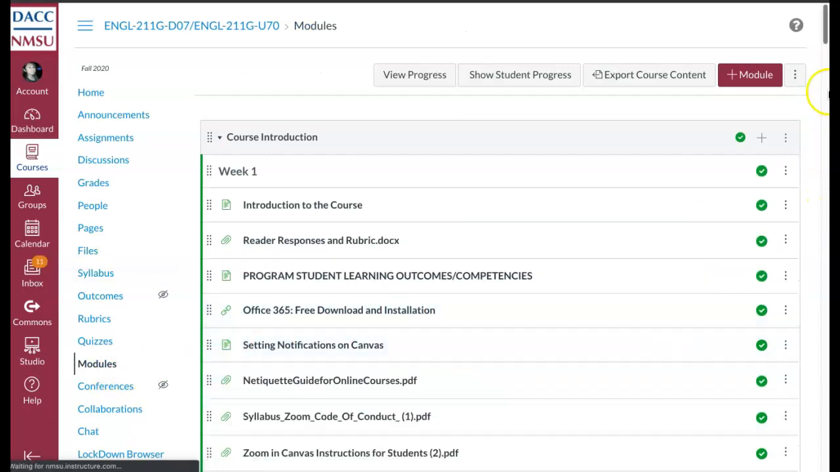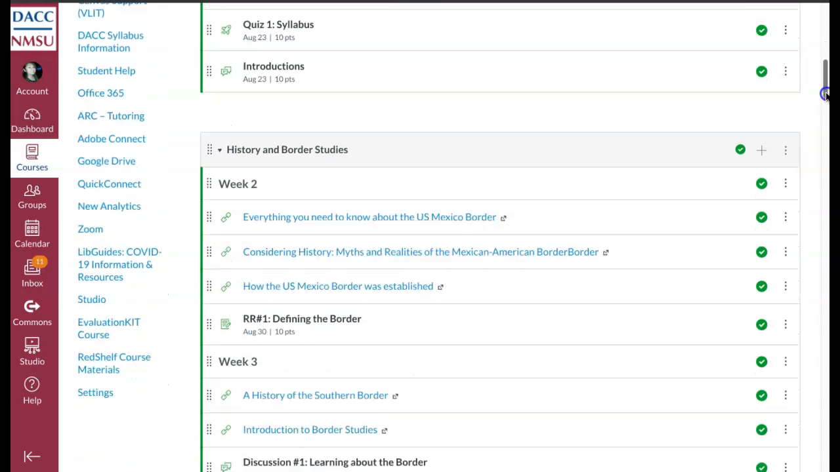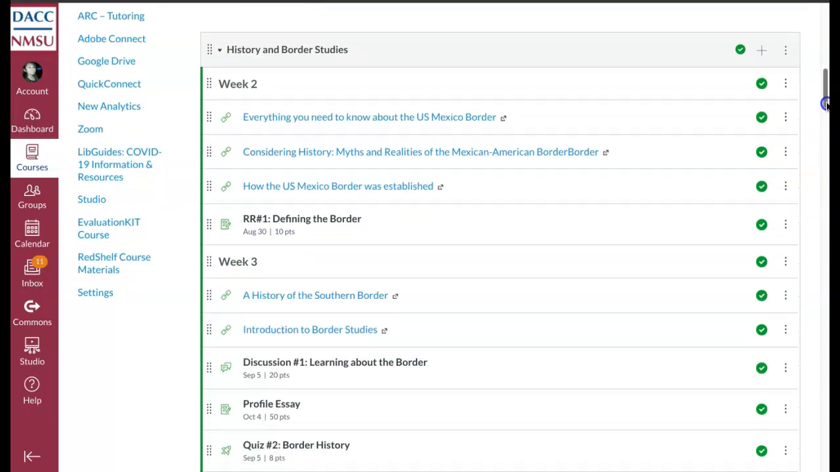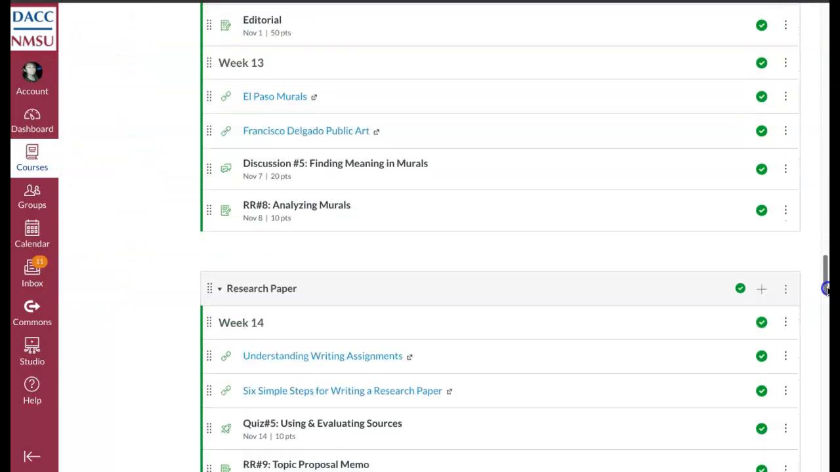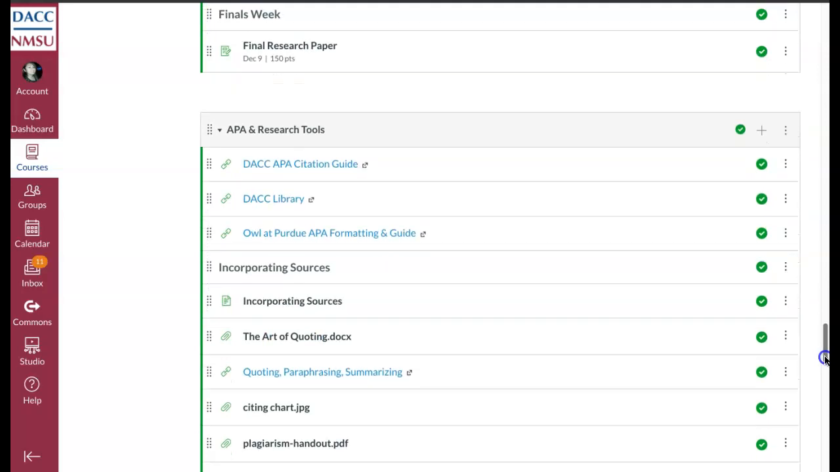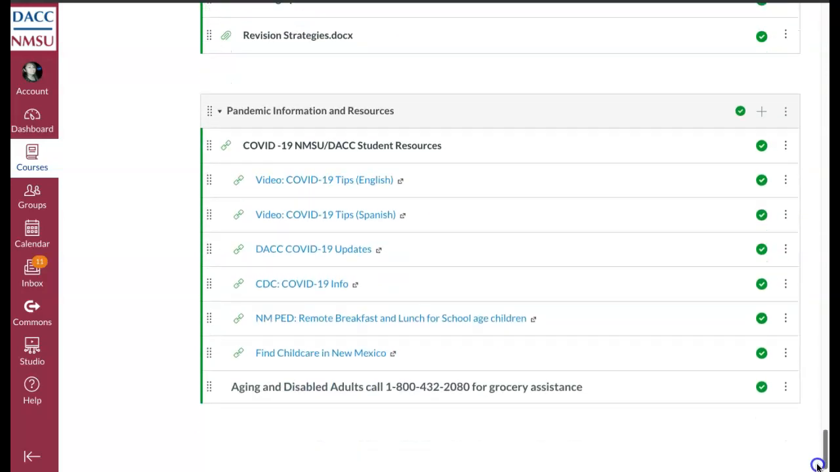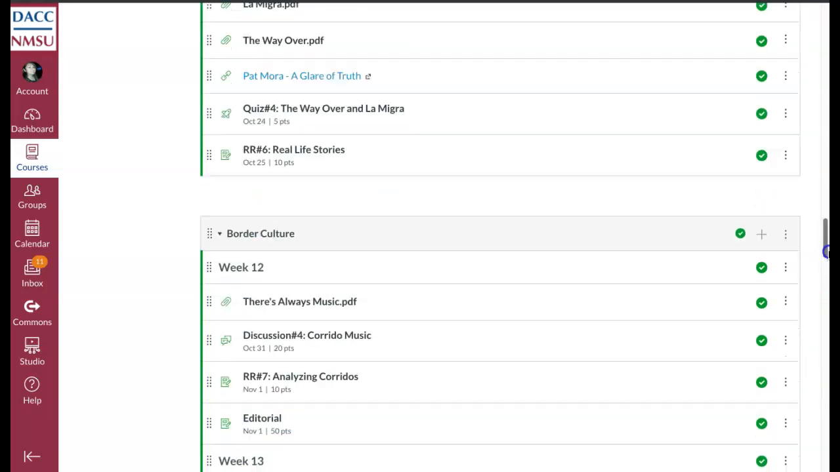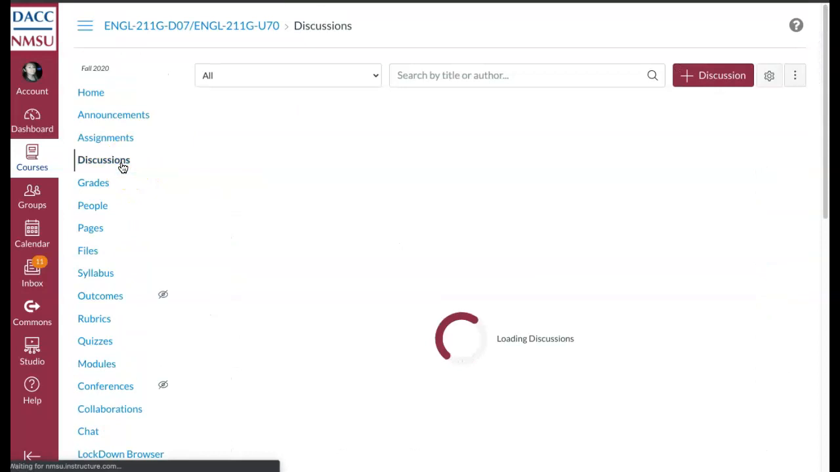And like I said, the best way to navigate the course is to go by week. And as you can see, that's how I have it organized. Now, whenever we reach the end, I also have some other modules like the APA and Research Tools module, Writing Tools, and I also have a module on pandemic information and resources. So now we can go ahead and look at the discussions.